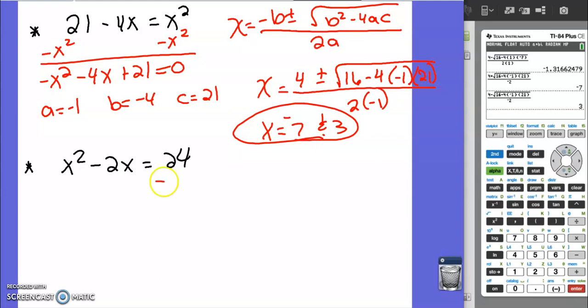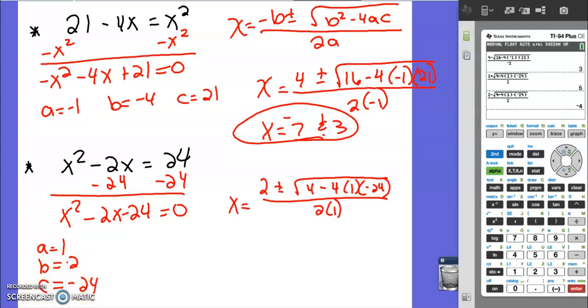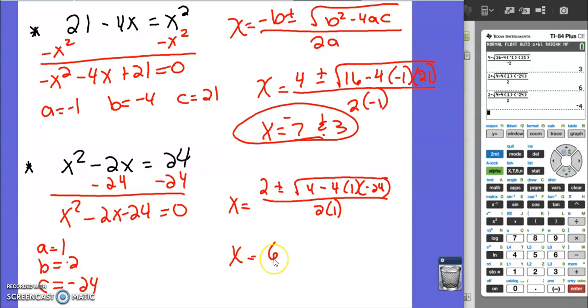And you're going to do similar on this one. We're going to minus 24 from both sides. And then notice the A is 1, the B is negative 2, and the C is negative 24. So I went ahead and plugged this in. I did the quadratic formula. I plugged it into my calculator. You can see it over to the right. And I end up with 6. And I end up with negative 4.